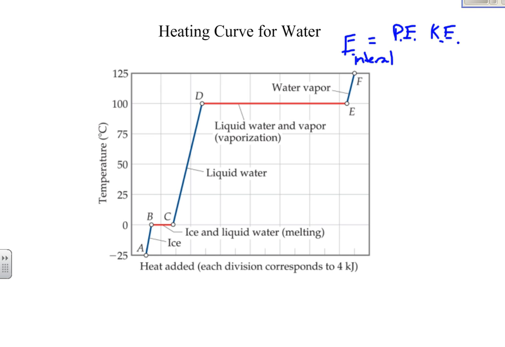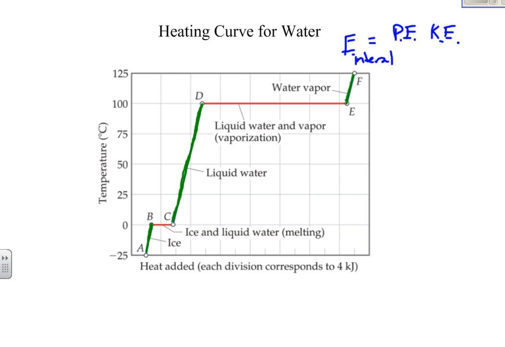Kinetic energy is measured by the temperature, so when we look at the curve, any area where there's a change in temperature would indicate a change in kinetic energy. So for instance, from A to B, there would be a change in kinetic energy because there's a temperature change. From C to D would be a change in the kinetic energy, and from E to F would represent a change in the kinetic energy.